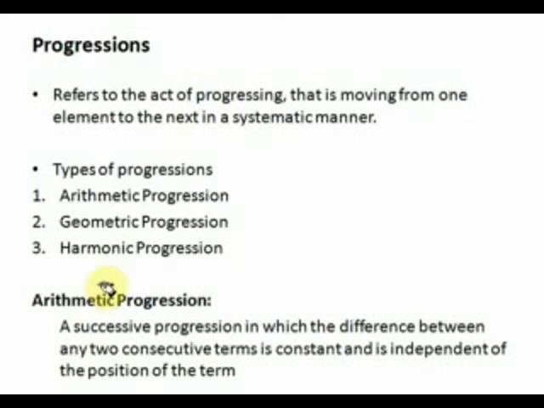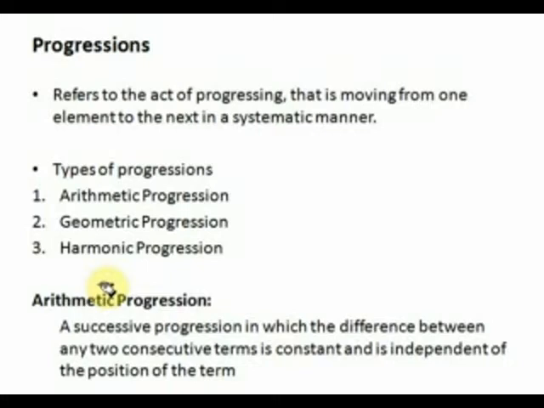Today we'll be looking at arithmetic progression. The first question which comes to my mind is, what is a progression? Progression refers to the act of progressing, that is moving from one element to the next element in a systematic manner. A sequence can be termed as progression when there exists a certain relationship between its terms. There are three main types of progressions: arithmetic progression, geometric progression, and the harmonic progression.